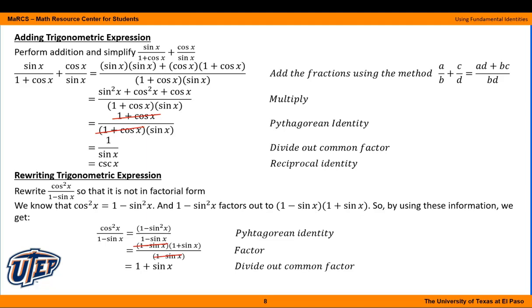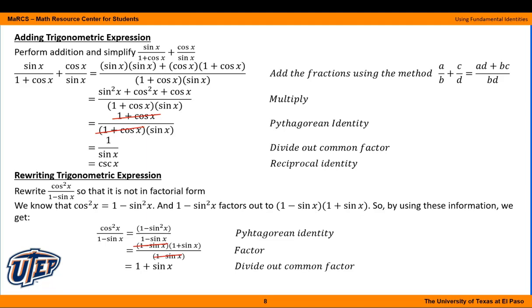Now let's look at adding trigonometric expressions. The process is very similar to adding ordinary fractions. We find the common denominator, combine the numerators, and then simplify. After applying the Pythagorean identity and canceling common factors, the expression simplifies to cosecant x.